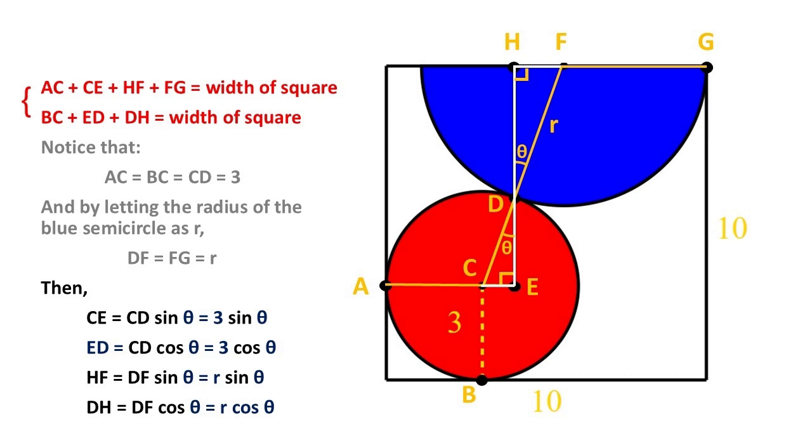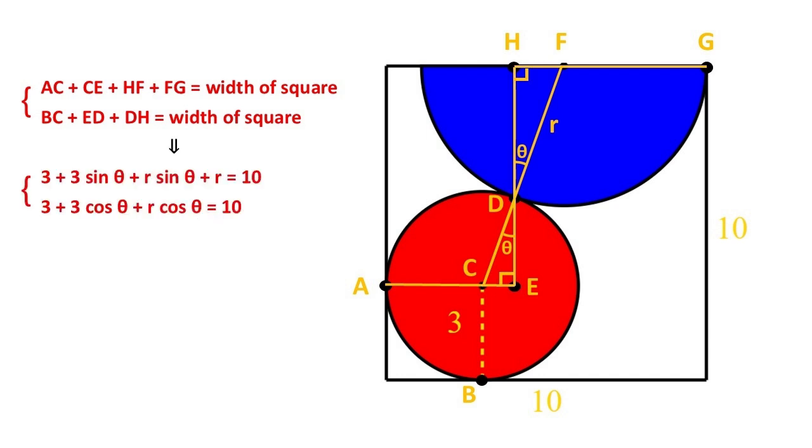Then, we can express CE, ED, HF, and DH in terms of R and theta. CE equals 3 times sine theta, ED equals 3 times cosine theta, HF equals R times sine theta, and DH equals R times cosine theta. By plugging what we have got just now and 10 for the width of the square into the set of equations, we can convert the equations to 3 plus 3 times sine theta plus R times sine theta plus R equals 10, and 3 plus 3 times cosine theta plus R times cosine theta equals 10.